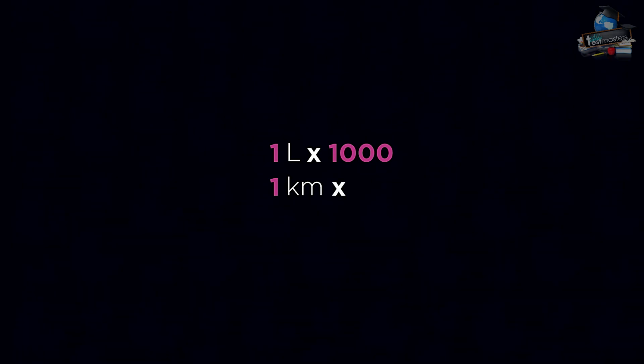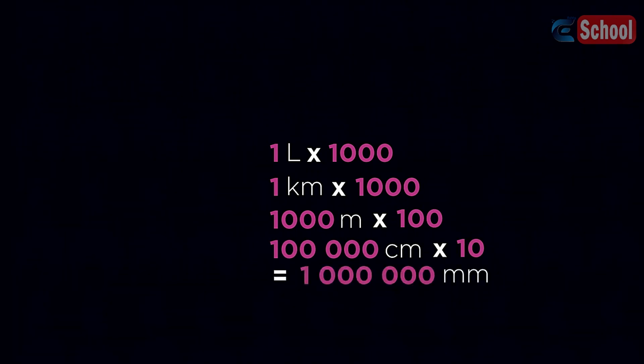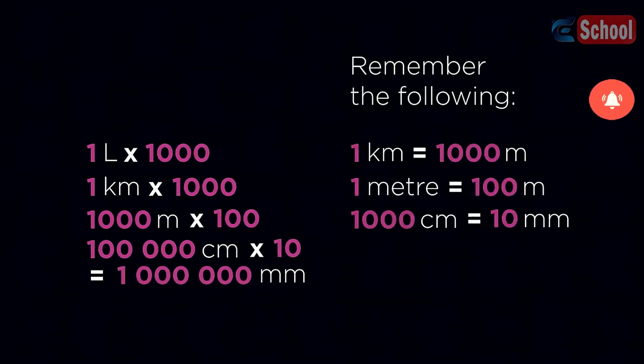We would need to multiply 1 by 1000, as there are 1000 meters in a kilometer. Multiply that by 100, as there are 100 centimeters in a meter, and finally by 10, as there are 10 millimeters in a centimeter. That gives us a grand total of 1 million millimeters. It's handy to remember the following.